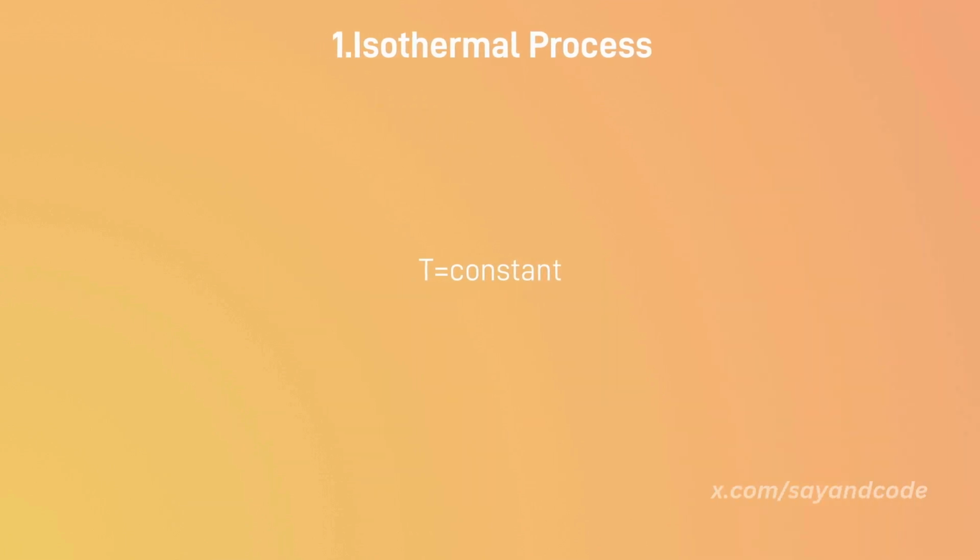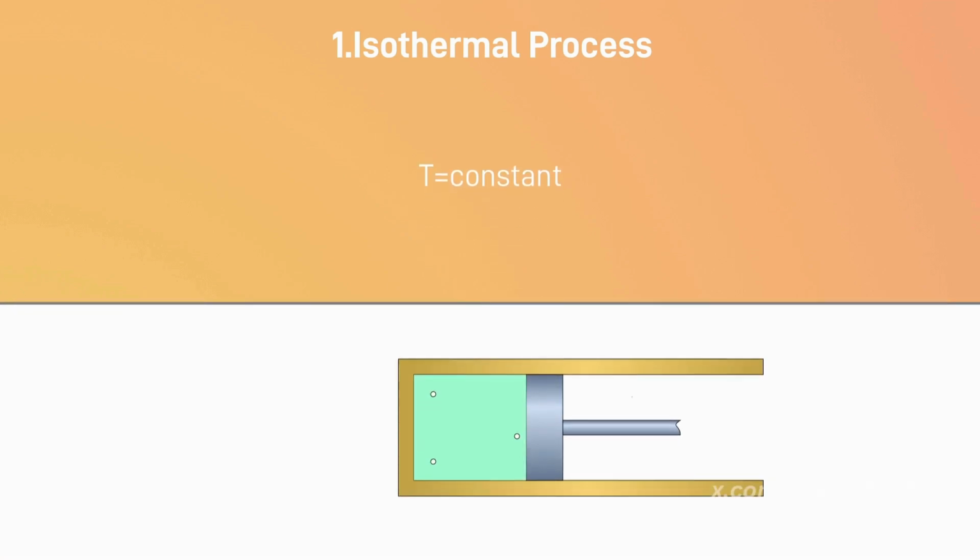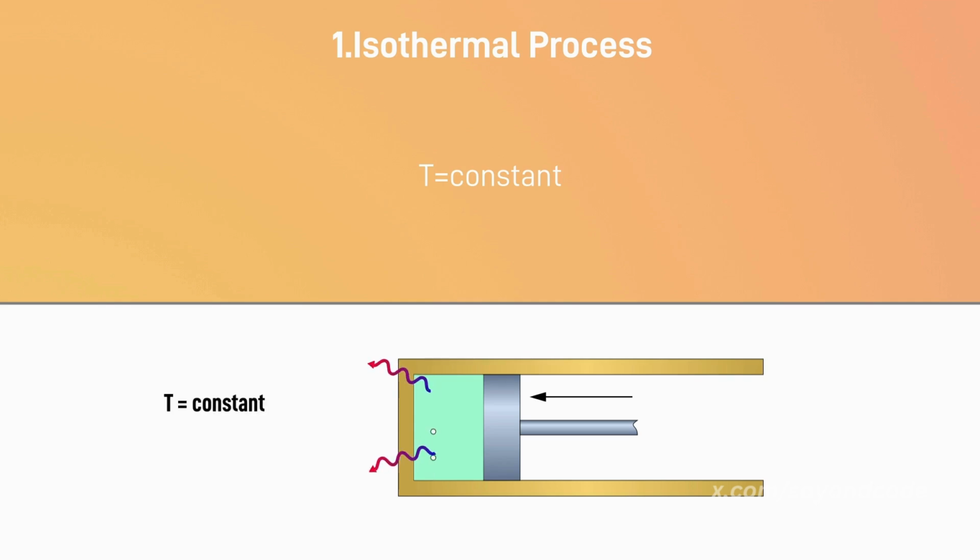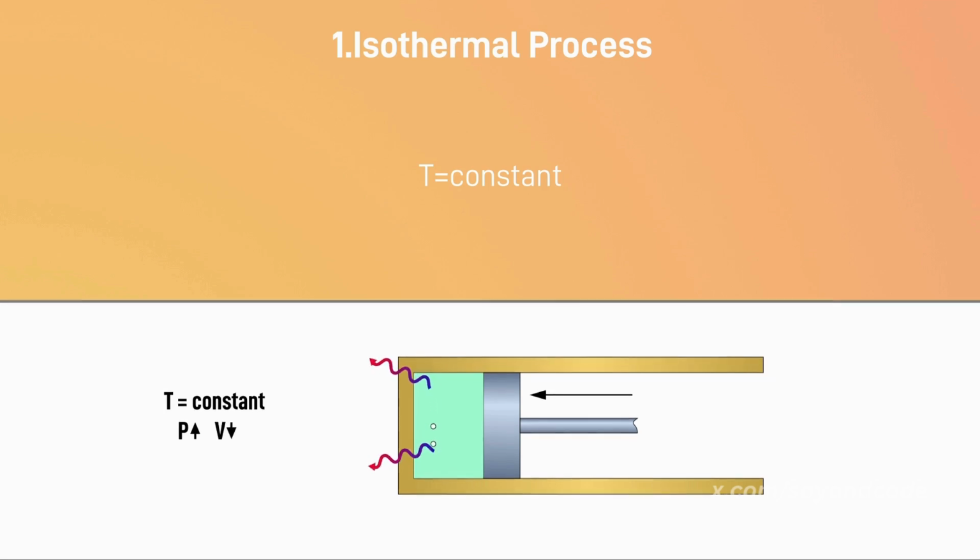Another example, commonly used in thermodynamics questions, is fluid inside a piston cylinder which is compressed, and the heat is allowed to escape to the surroundings. Since the heat escapes, the temperature of the substance inside remains the same. So it is an isothermal process. But at the same time, pressure has increased and volume has decreased.